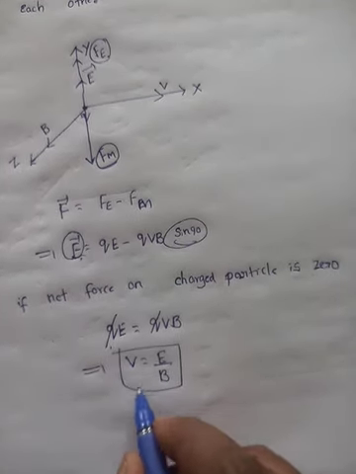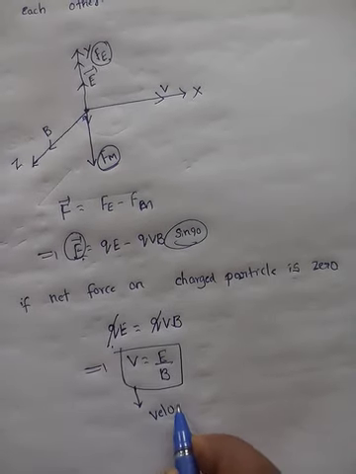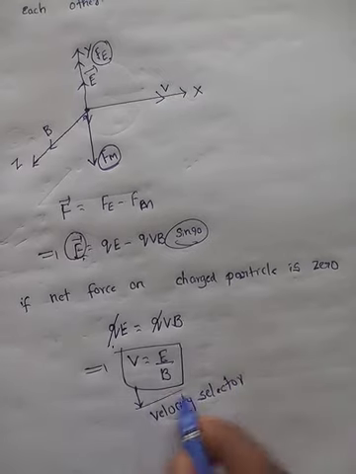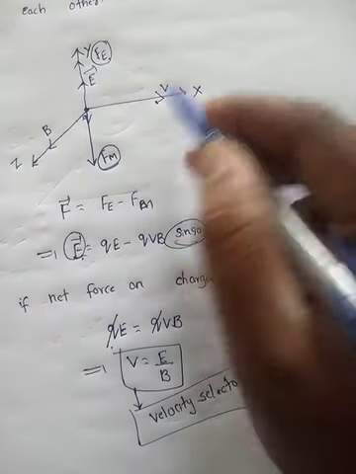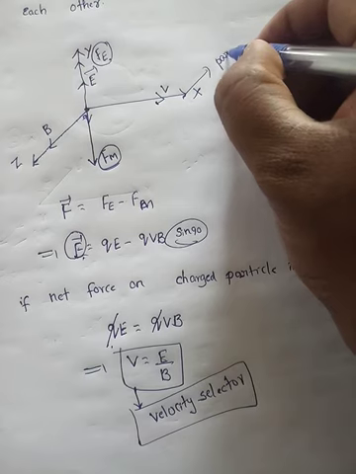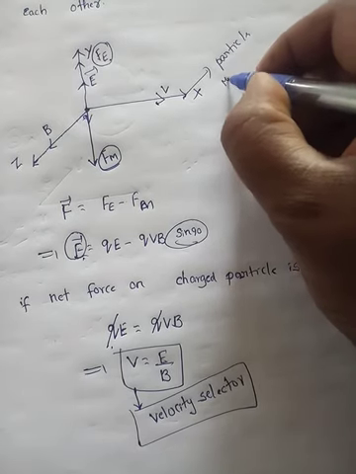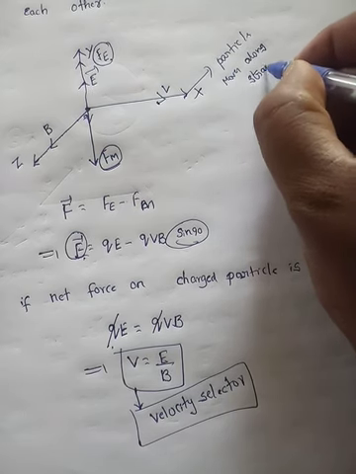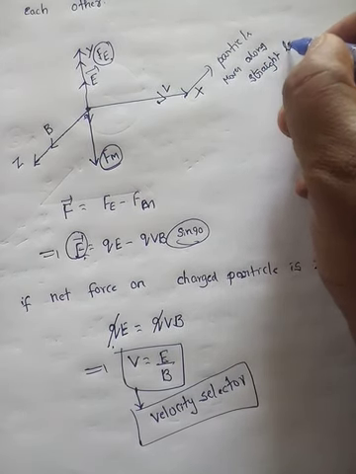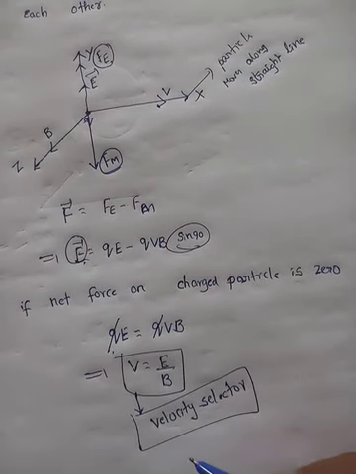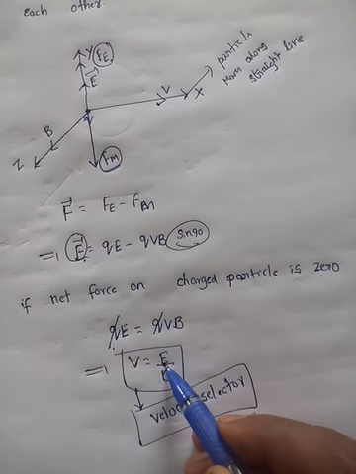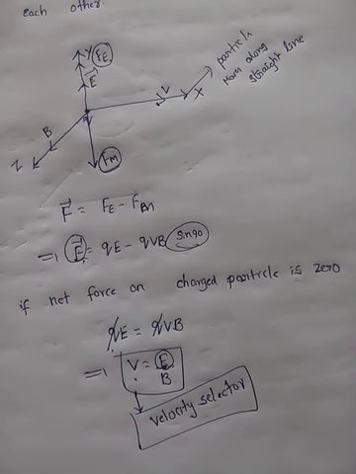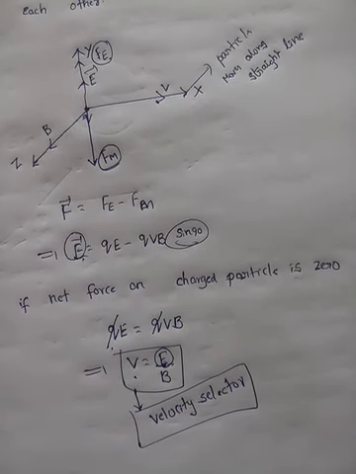This is called the velocity selector. Why are we saying this is a velocity selector here? When the net force is 0, the particle moves along a straight line. So we can change the velocity of the particle by changing the electric and magnetic fields. If you want to increase the velocity, the electric field has to be varied so that the velocity of the particle changes, or by changing the magnetic field also we can change the velocity of the particle.